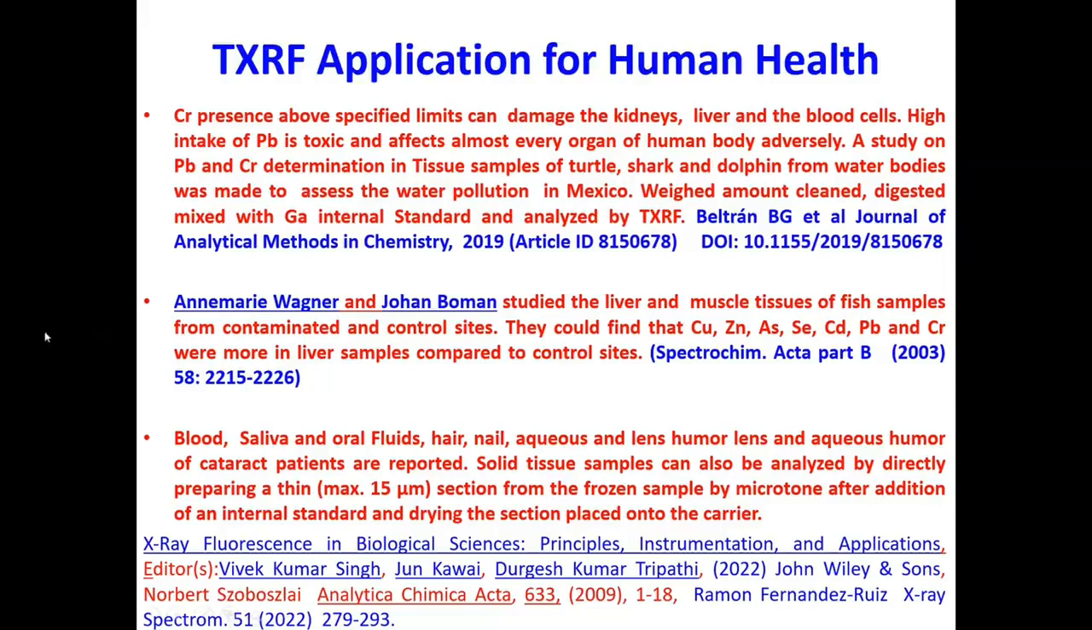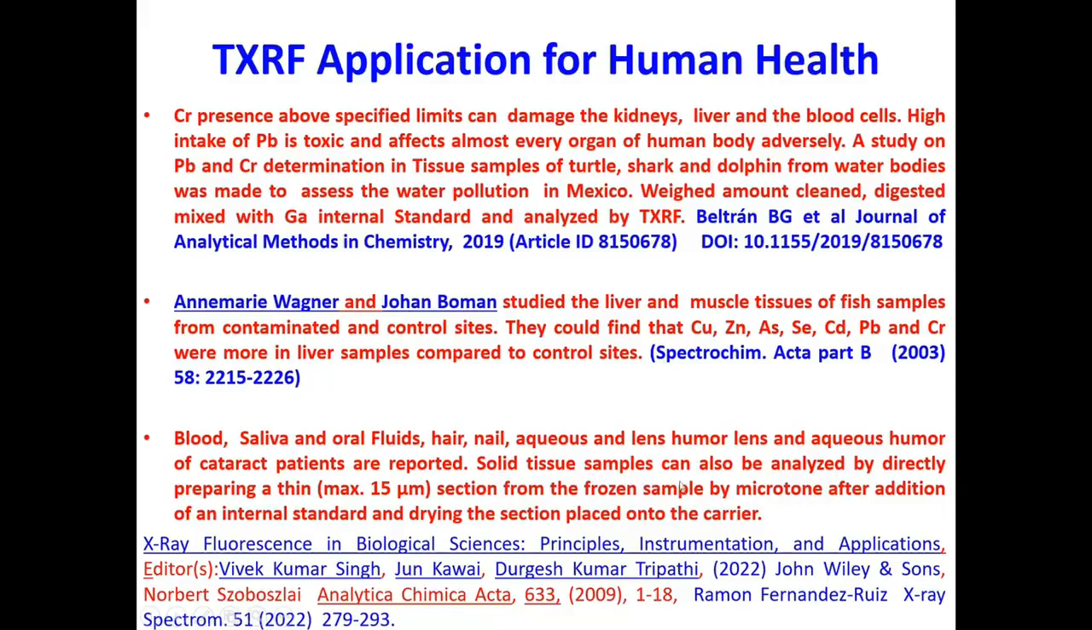And then in a paper that I could come across by Annemarie Wagner with Dr. Johann Baumann, they studied liver and muscle tissues of fish samples from polluted and non-polluted water areas. And they could find that copper, zinc, arsenic, selenium, cadmium, lead and chromium were found more in liver samples compared to the control sites. What they concluded is that these elements don't go to other body parts of the fish, but they go to the liver. And similarly, blood, saliva and oral fluids, hair, nail, and aqueous humor of cataract patients are reported in the literature.